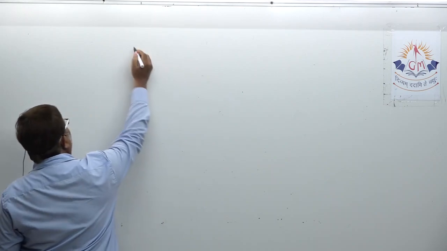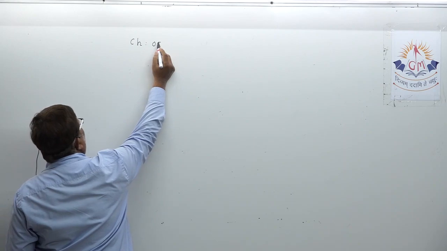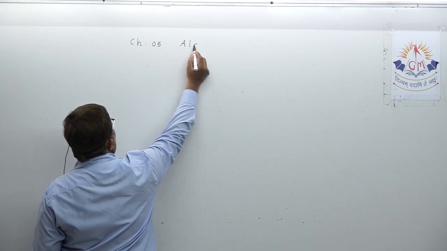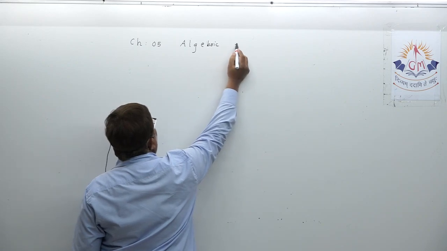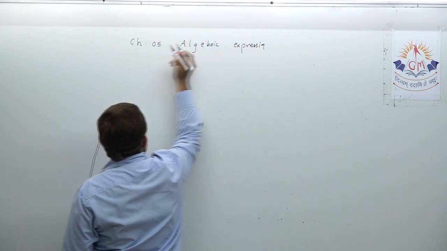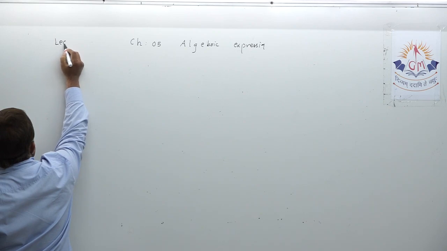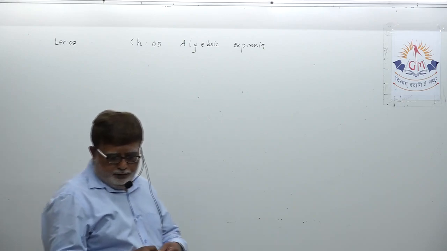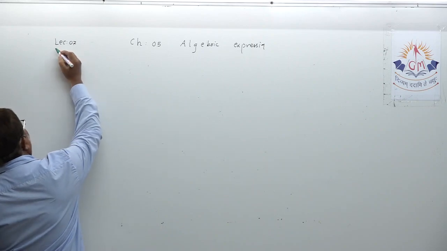Chapter number 5, algebraic expression. And today in this particular chapter you are attending lecture number 7, where we will discuss one another very important identity we are going to target.